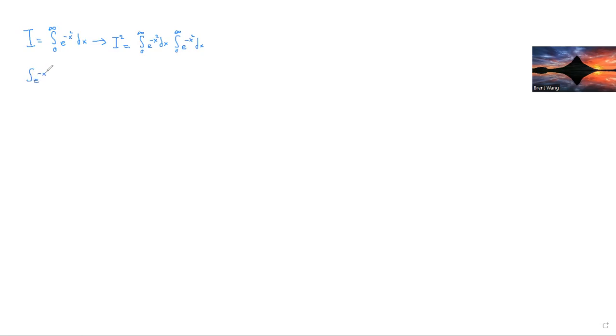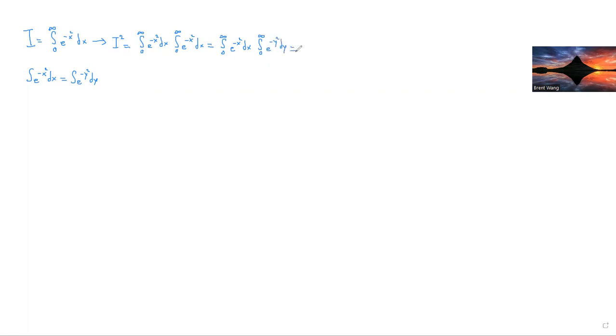Okay, now here's where things get a little interesting. e to the negative x squared dx is the same thing as e to the negative y squared dy. I didn't do anything new here. All I did was switch the x with the y. I'm allowed to do that. There's nothing different about this integral. So that means it's the integral from 0 to infinity of e to the negative x squared dx times the integral from 0 to infinity of e to the negative y squared dy.